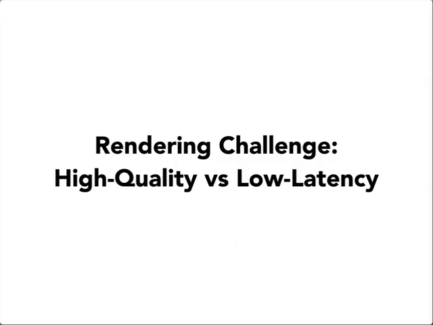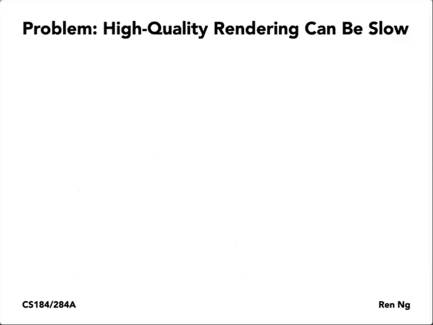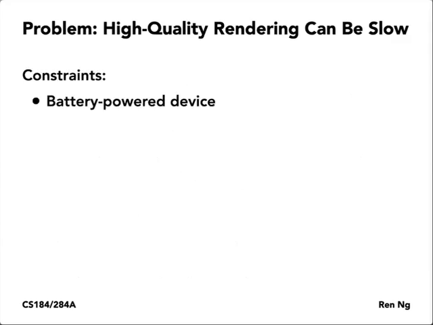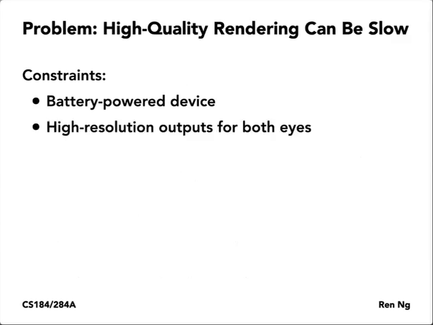Next rendering challenge: high quality versus low latency. What's the problem here? High quality rendering can be slow. Constraints: you've got a battery powered device, and you've got high resolution outputs for both eyes. Already in the comments today, Hansung pointed out that maybe you want really high quality in VR because you're trying to immerse in a virtual world. So maybe you want path tracing, which is also expensive. That can add on there too.